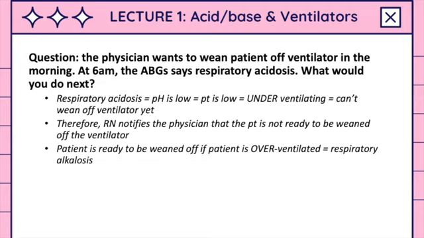So what acid-base disorder did you want to see at 6 a.m.? Respiratory alkalosis, which means he's being overventilated. In that case, he probably doesn't need the ventilator.